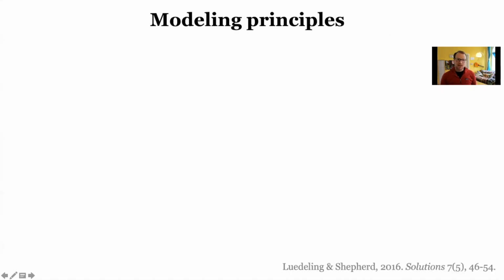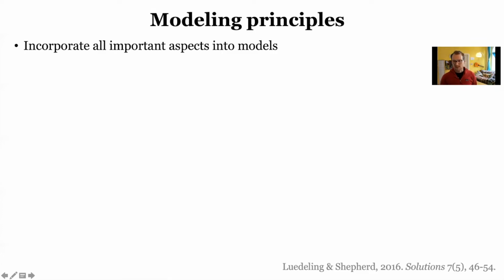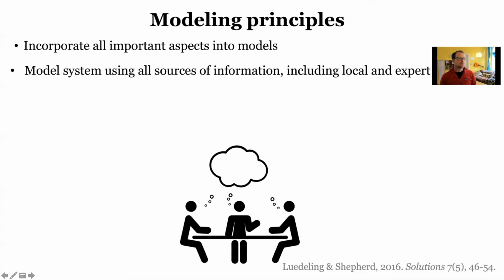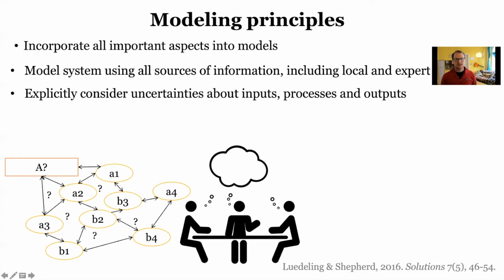So I'll tell you about the basic principles, and I'll spell these out because I think this is important. The first principle is that we incorporate all the important aspects into our models. We model systems using all sources of information, including local and expert knowledge. We'll talk about what expert means in a moment. We explicitly consider uncertainties about inputs, processes, and outputs.